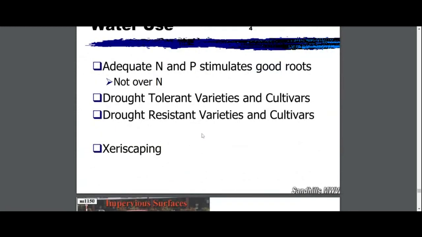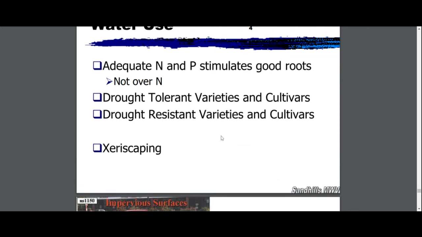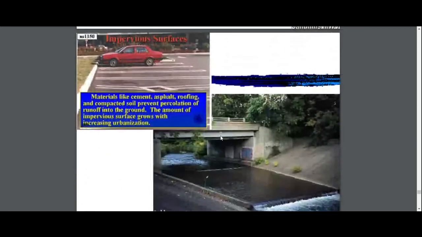Adequate nitrogen and phosphorus stimulates good roots, which help hold the soil. Drought-tolerant varieties and cultivars, drought-resistant varieties and cultivars, and then even xeriscape. So there's lots of innovative ways to think about it.